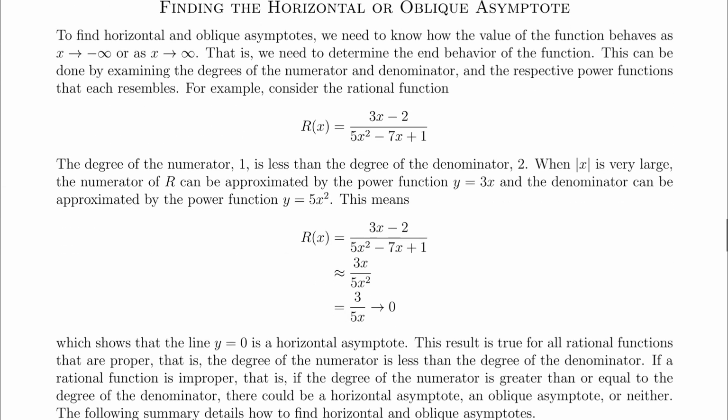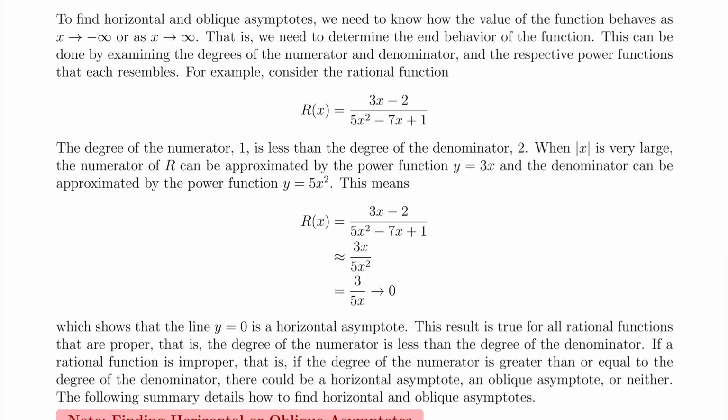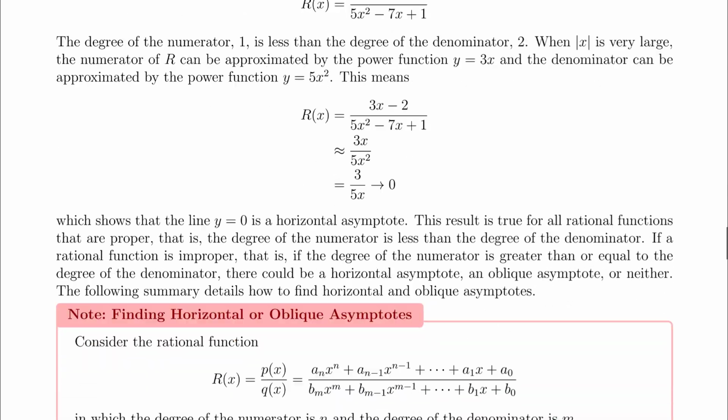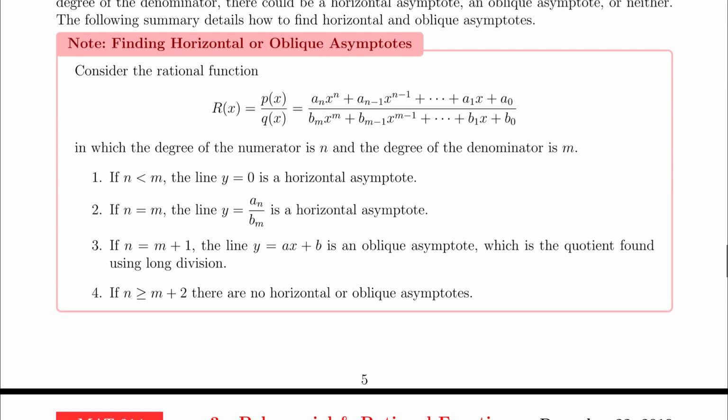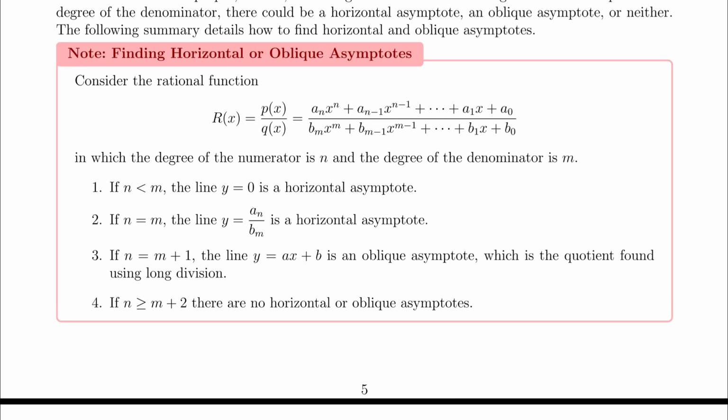Here's where we kind of have to look at some analysis a little bit, nothing really complicated, but we're talking about horizontal and oblique asymptotes. And so I'm going to go ahead and just skip to this part right here where we have the note that kind of breaks down how we figure this out. For horizontal and oblique asymptotes, you have to look at the degree of the numerator compared to the degree of the denominator. If the degree of the numerator, this is note 1 right here, is less than the degree of the denominator, then you have a horizontal asymptote of y equals 0.